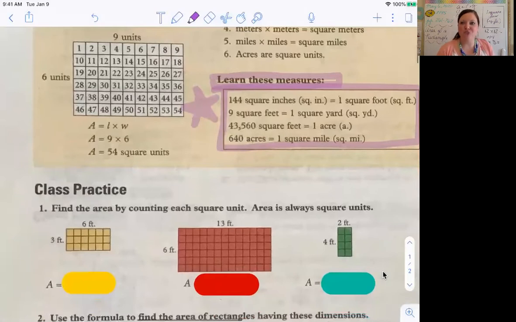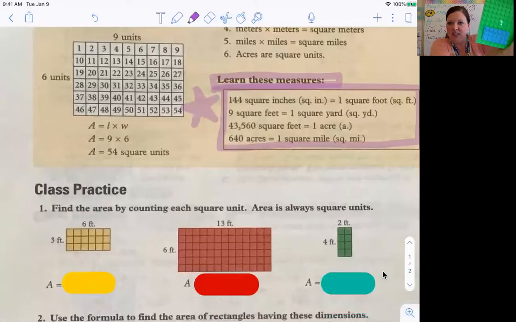Go down to the first shape that you see in section 1. Find the area by counting each square unit. Remember, area is always square units. 6 feet by 3 feet. You know what? I actually made that one too, right there. Do you see it? Let me get a little closer. There we go. 6 going across.